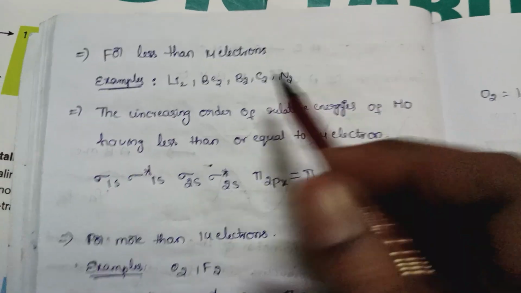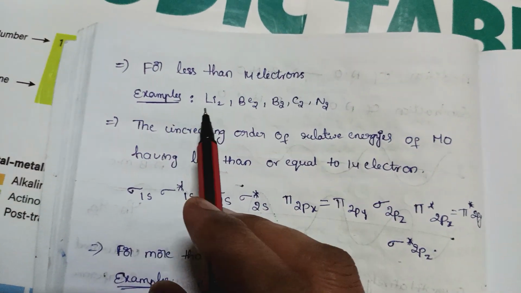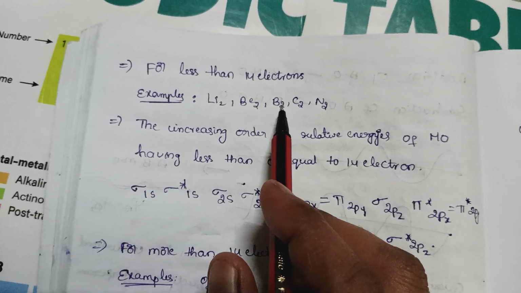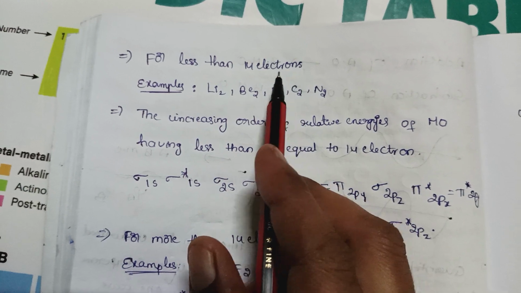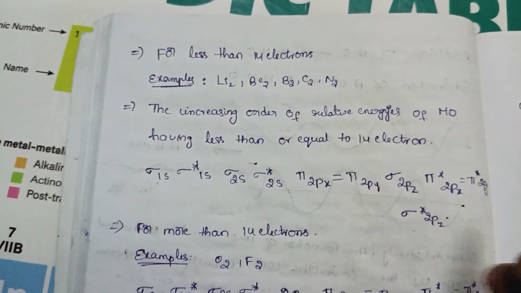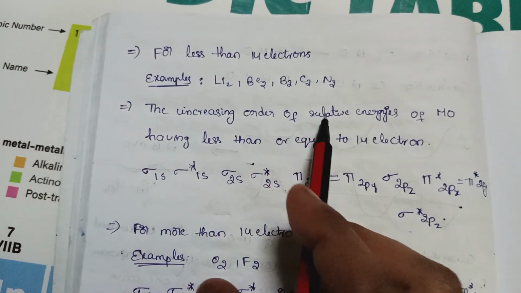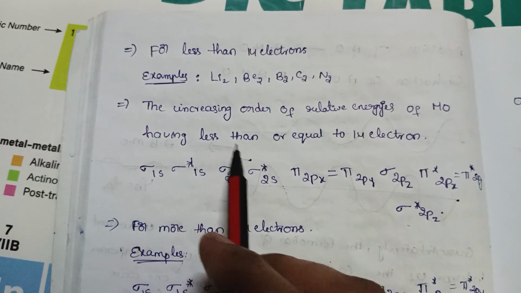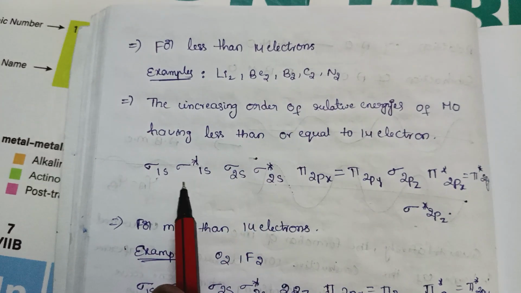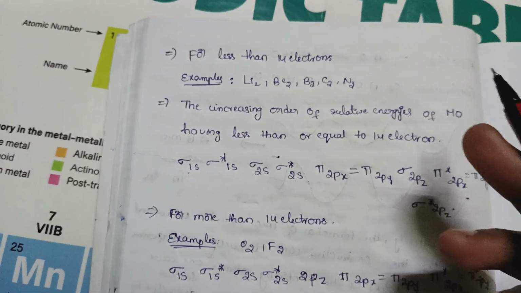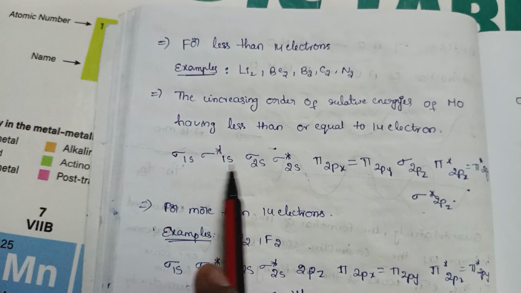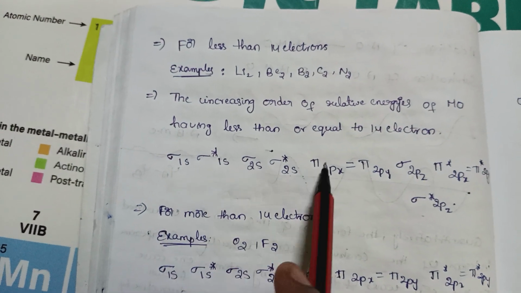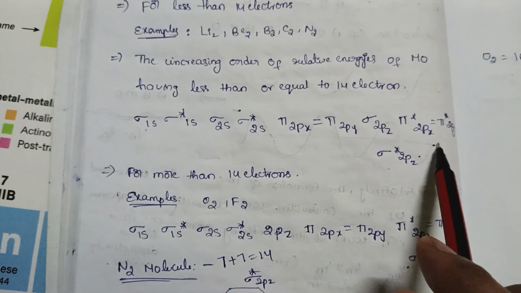Atomic structure. For molecules with less than or equal to 14 electrons, for example lithium 2, beryllium 2, boron 2, B2, we use this increasing order of relative energies of molecular orbitals.